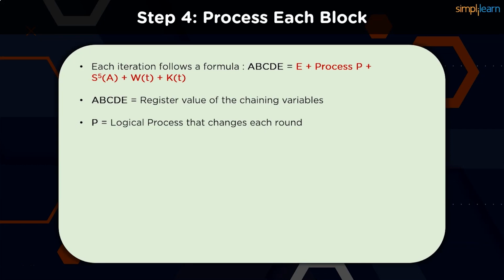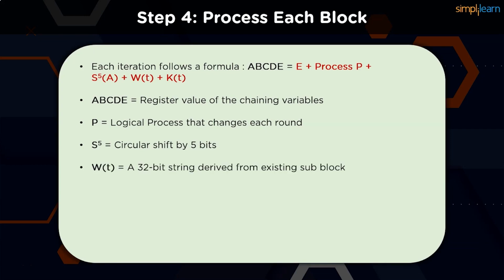P is the logical process which has a different formula for each round. S5 is a circular shift by 5 bits and WT is a 32-bit string derived from the existing subblock. This can be calculated depending on the iteration at hand. KT signifies a single element of the 80-character element array which changes depending on the particular round at hand.